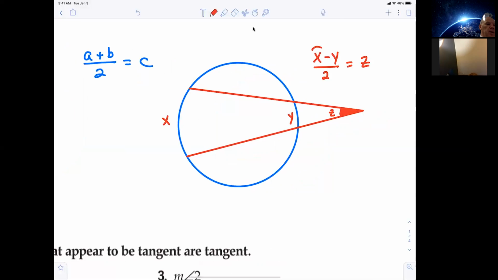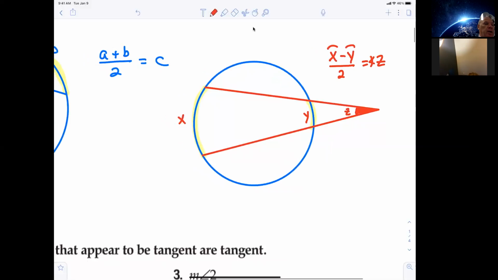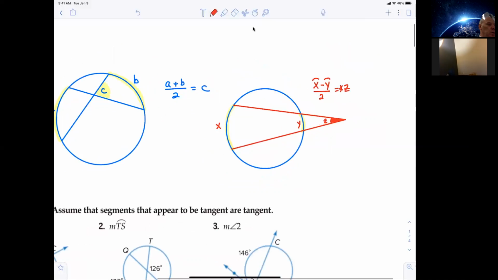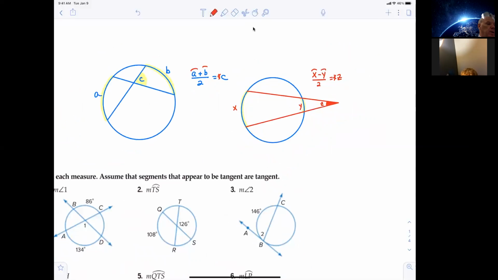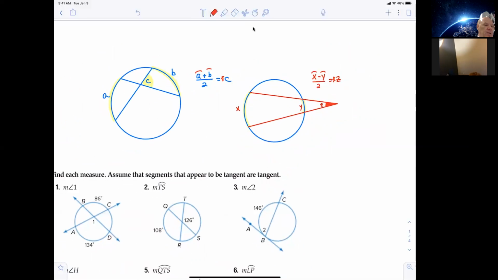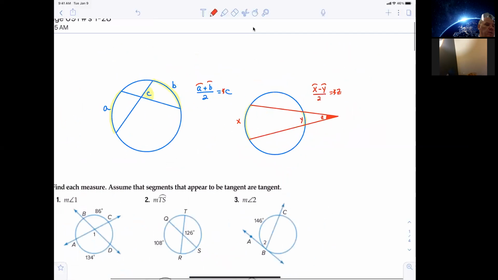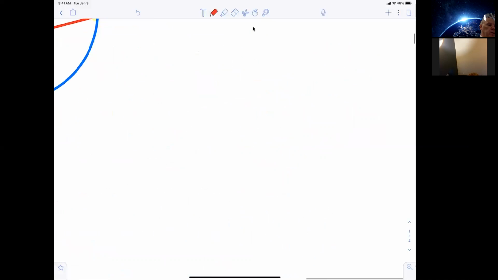Now technically I guess I should put those symbols up there because those are the arcs, right? So angle Z is arc X minus arc Y divided by 2. And over here, arc A plus arc B divided by 2 is equal to angle C. And that is it. Now I think we've already done this one, but let's go ahead and draw another example.